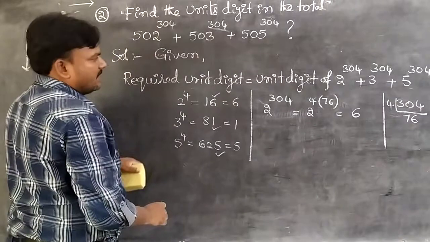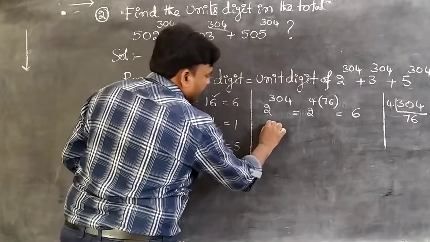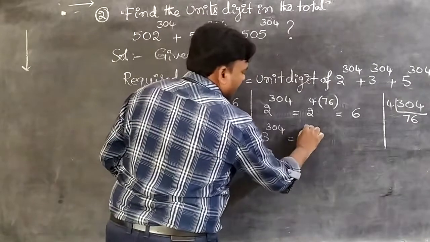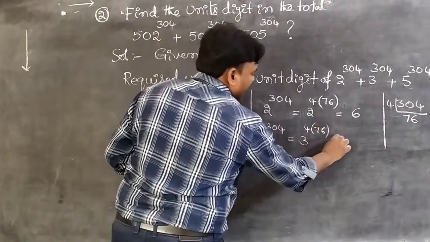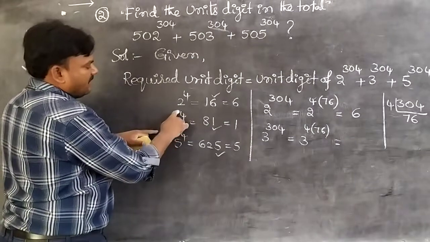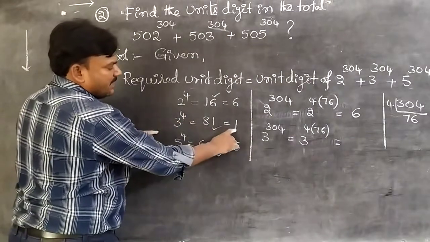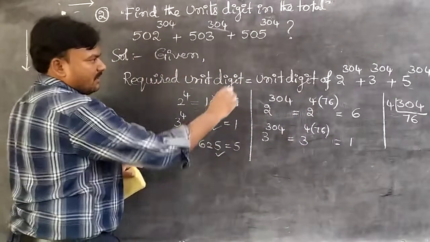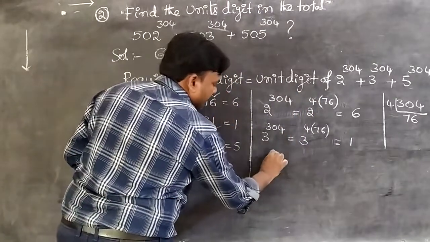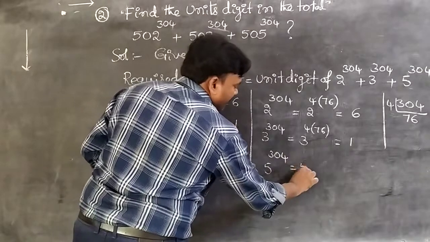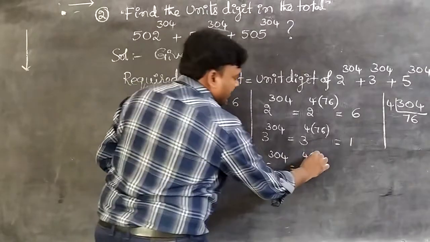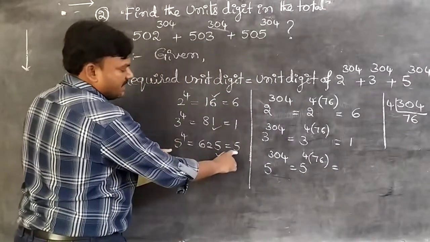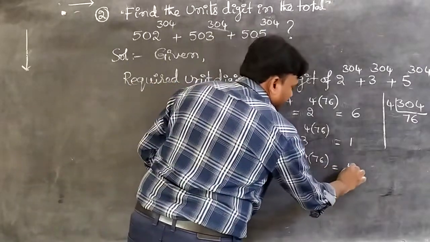And again here, next 3 power 304 equal to 3 power 4 of 76. So 3 power 4, in the 4 multiple. What about the unit digit? 1. So here also 1 taken, students. Next 5 power 304 equal to 5 power 4 of 76. What about 5 power 4 unit digit? It is 5. Here also 5 taken, students.